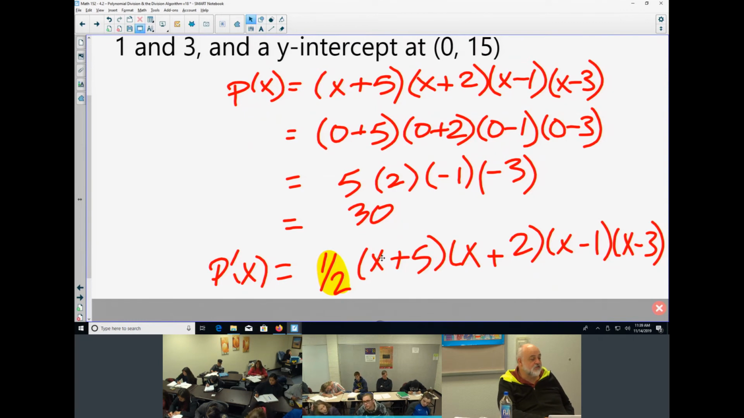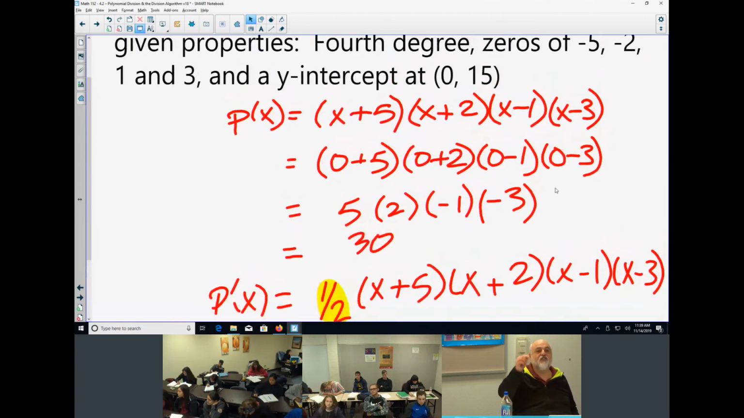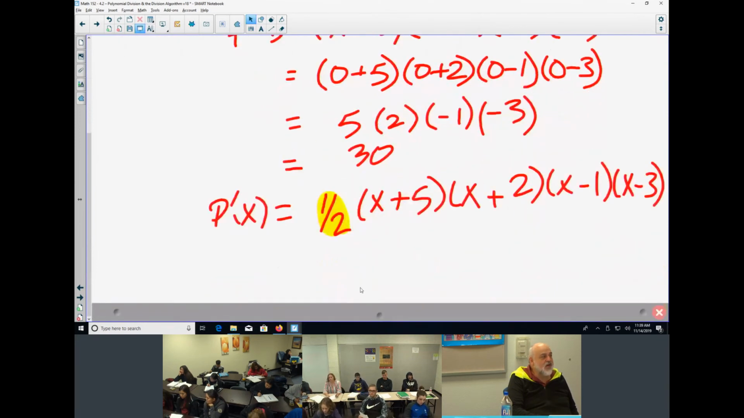What does the fourth degree mean? See all these x's? When you multiply them out, you get x to the 4th. So that's the highest exponent. And like I said, sometimes if you look at the answers on these, they might multiply these out, but I don't always require that.